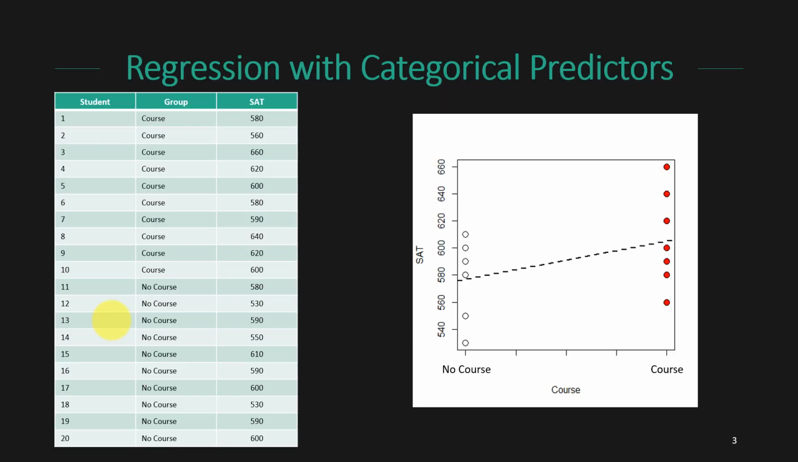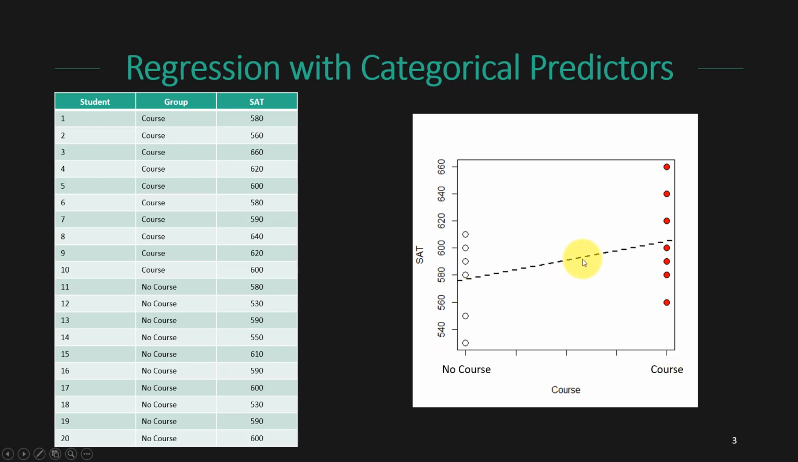As an example of regression with a categorical predictor, let's think about an SAT prep course. Here I've got 20 hypothetical students who either took my SAT prep course or they did not take the SAT prep course. And you can see their actual SAT scores here. And then here are the same data as a scatter plot with a regression line drawn through, where we have SAT scores on the y-axis, and whether you didn't take the course or did take the course on the x-axis.